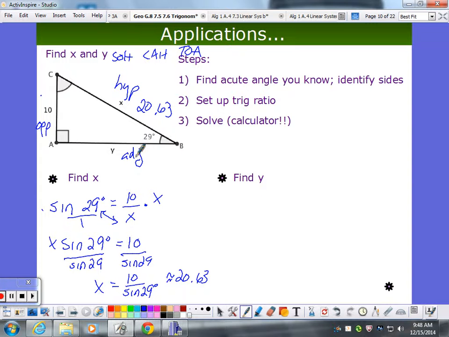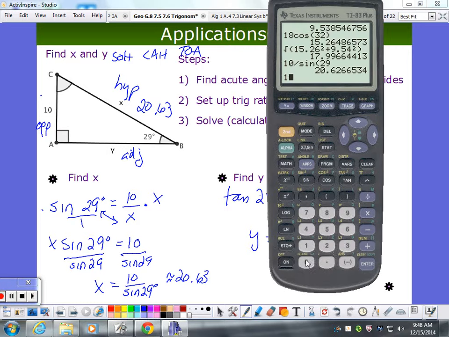If I want to find this value, which is adjacent, I know the opposite, they gave it to me. Which one works with opposite and adjacent? Tangent. So tangent of 29 is the opposite value, 10, over the adjacent, which is the y I'm trying to find. So when your y's in the bottom, that's a swapsy. So I can put the y here, 10 over tan 29. And let's see what we get. 10 divided by tan 29, approximately 18.04.